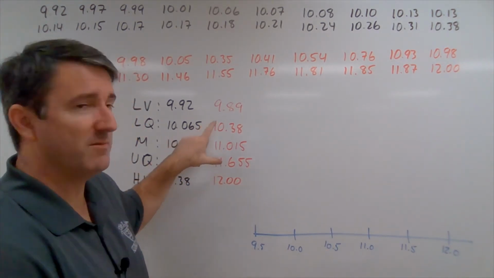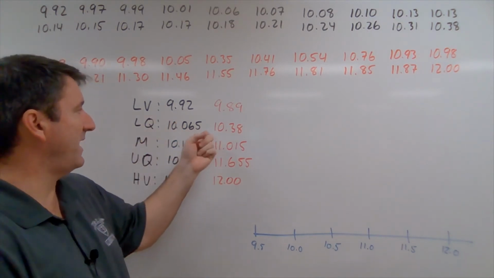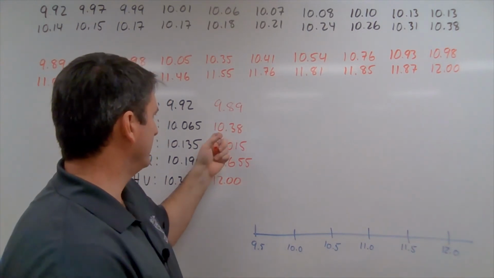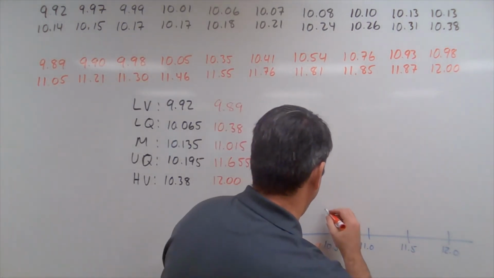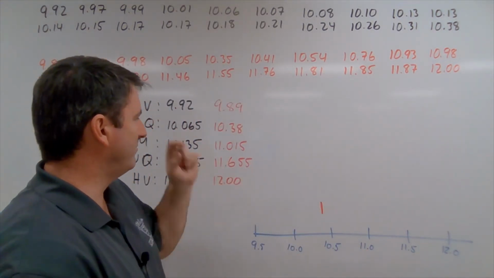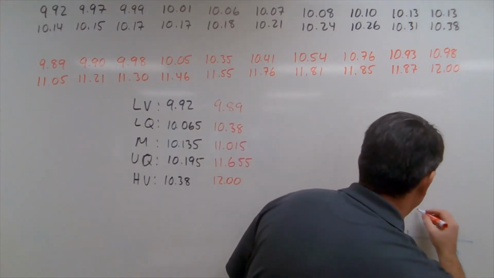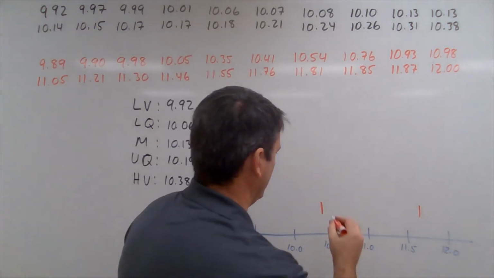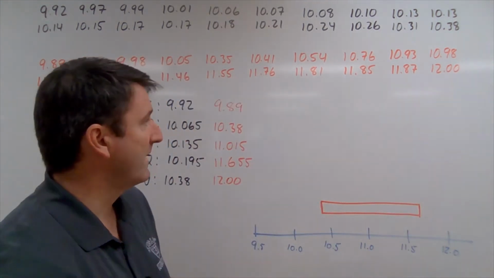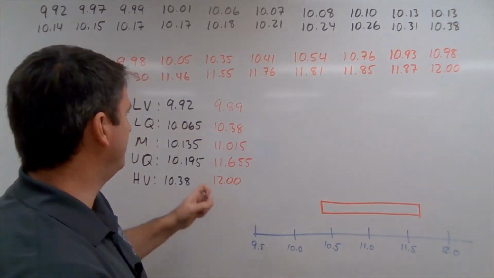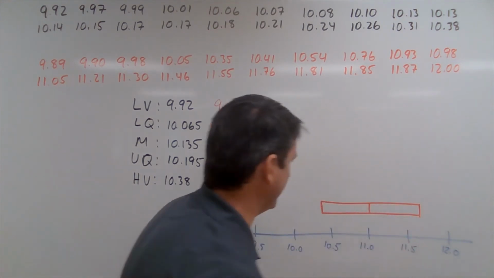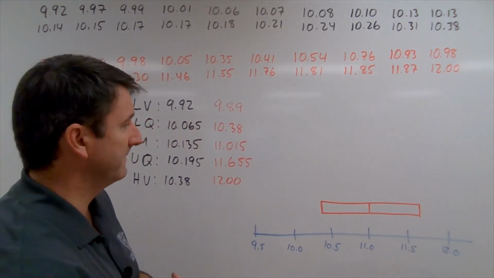We're going to start by drawing a box where the left side of the box is at the lower quartile and the right side of the box is at the upper quartile. So we start at 10.38, and we'll draw a line right about there. And then 11.655 is going to be about here. We'll connect those two lines and make a box like that. Then we're going to draw a line in this box where the median will be. So the median is going to be right about at 11. So right about there will be our median.